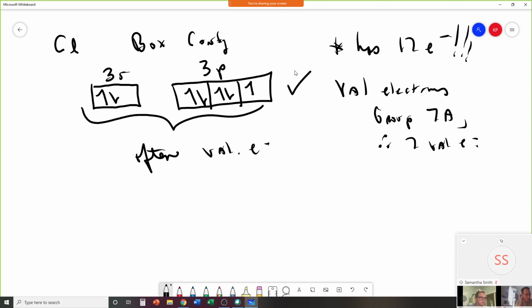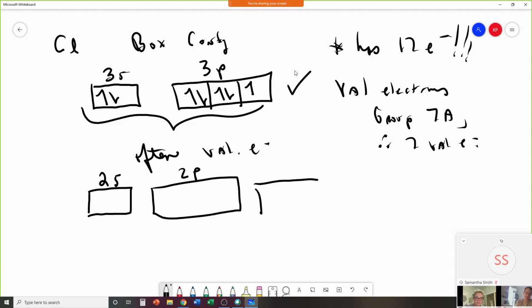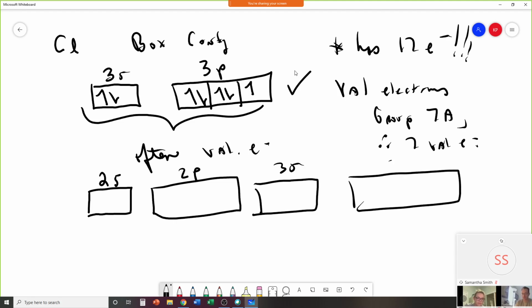You have the valence electrons in front of you. You know what you need to do. All right, you just put them in there. Now let's say that someone was being particularly sneaky and puts up, say, and this happens, I've seen this: 2s, 2p, 3s, 3p. Let's say this was put up for you.